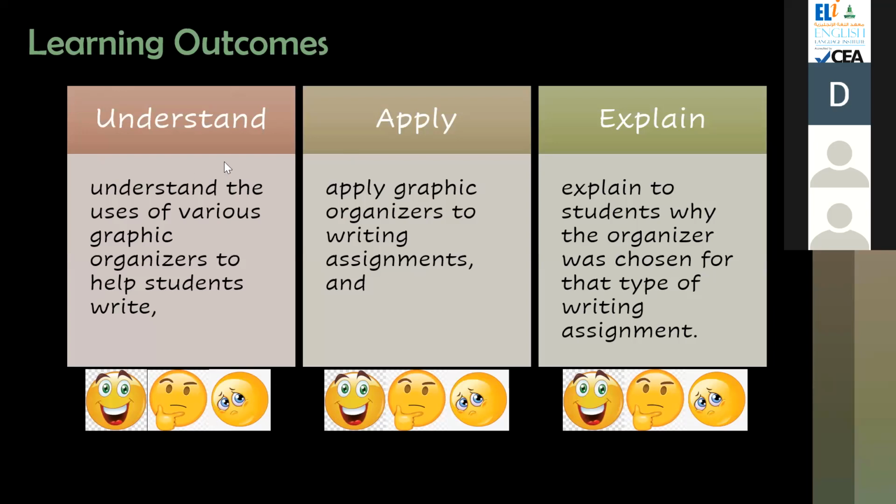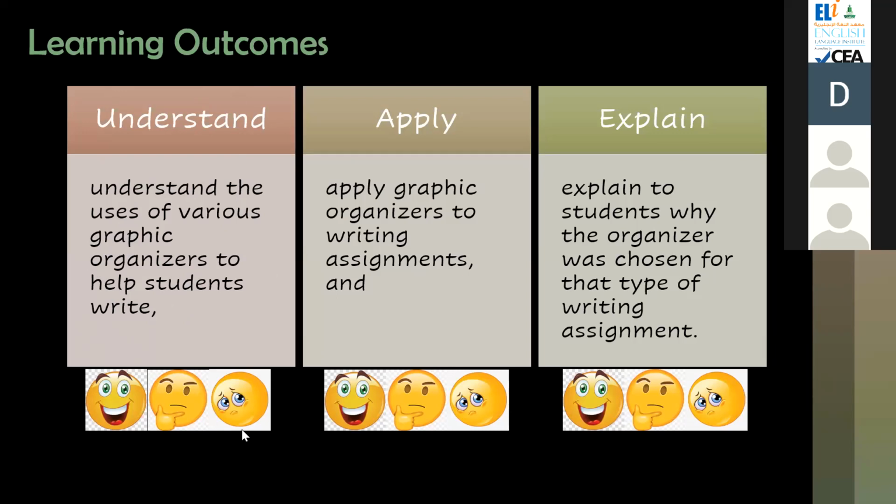We said that the learning outcomes were that you would understand the use of various organizers. And then I've got to help students write. Not that you understand them, but you understand them well enough to help your students. Hey, yeah, I think I've got the gist of this, is that first one. The second space is, I think I'm okay with it. I'm not sure. I need to do some more thinking and research.